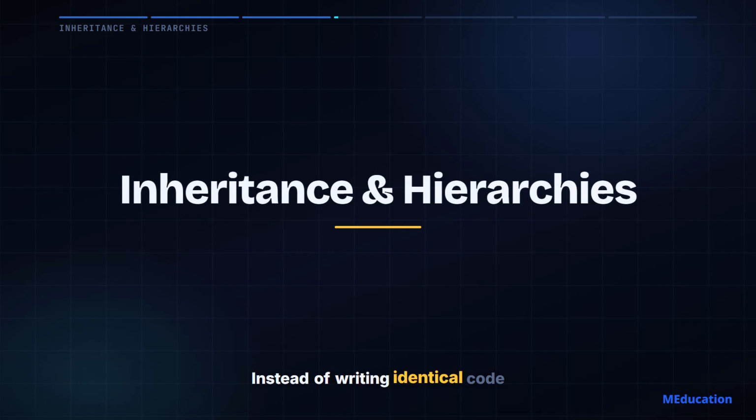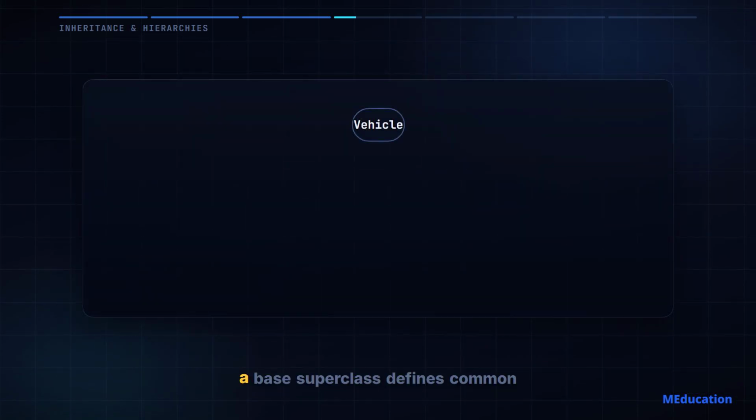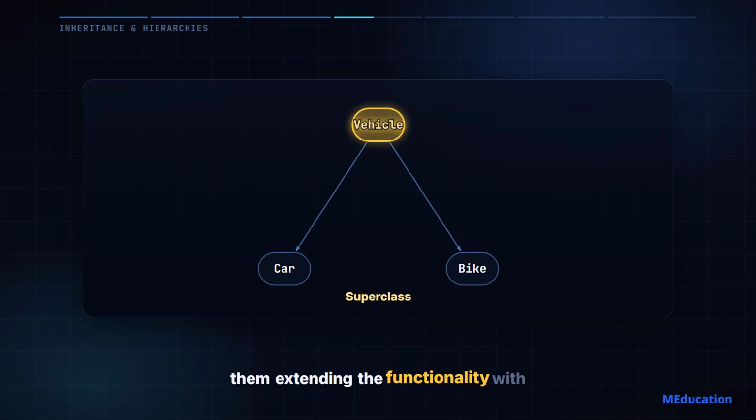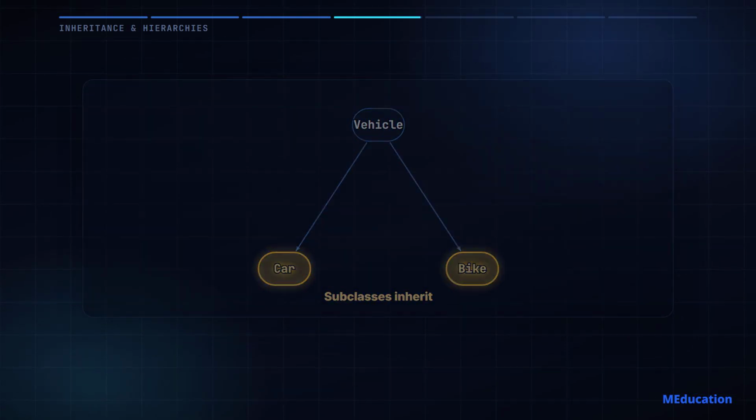Instead of writing identical code twice, you will build class hierarchies using inheritance. As you can see here, a base superclass defines common attributes, and derived subclasses inherit them, extending the functionality with their own specific details. In this section, we will also explore abstract classes that act purely as structural templates and can never be instantiated directly, alongside interfaces that enforce a strict programming contract on your methods.